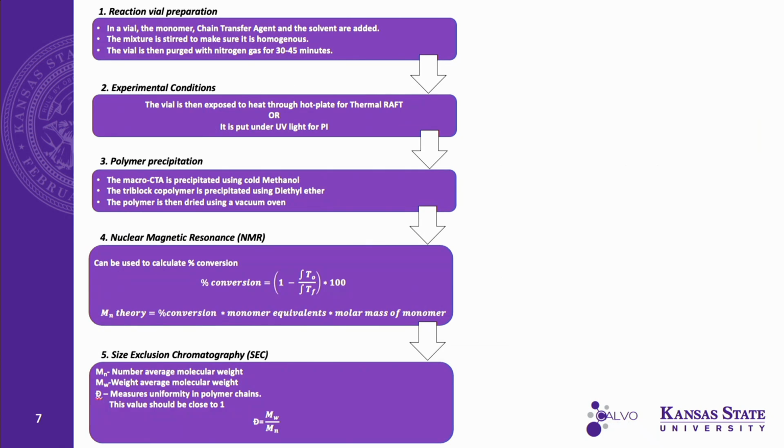These are some of the steps that we follow in lab. We first prepare the reaction vial, which is then put either on a hot plate for thermal RAFT, or it is put under UV light for photoiniferter polymerization. The polymer is then precipitated or purified in the presence of a suitable solvent, and then we conduct nuclear magnetic resonance spectroscopy to find the percent conversion, or to see how much monomer has been converted to polymer, and then we can conduct SEC or size exclusion chromatography to find the molecular weight of the polymer as well as the dispersity, which is a measure of how uniform the polymer chains are, and this value should be close to 1.